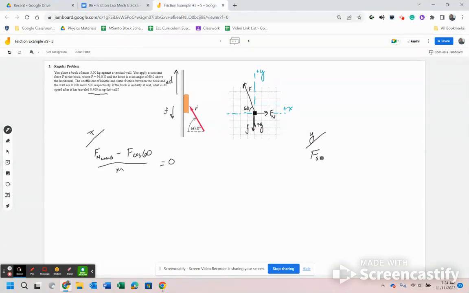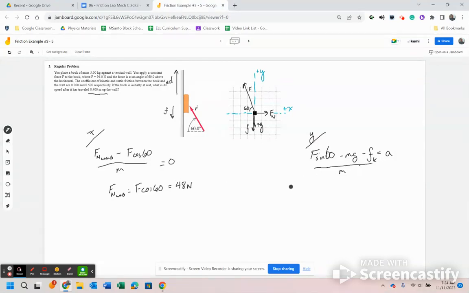We will get F sine of 60 minus mg, the force of the earth, minus friction, and that would be kinetic friction in this case, over m is equal to the acceleration. So here, if we solve for the normal force of the wall on the block, it will equal F times cosine of 60. When you substitute 96 in, you end up getting 48 newtons.